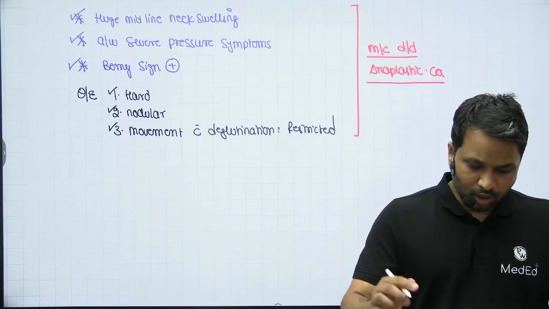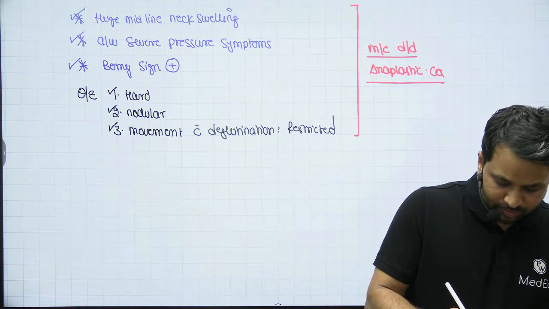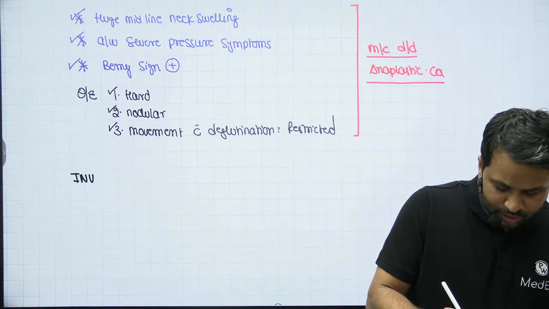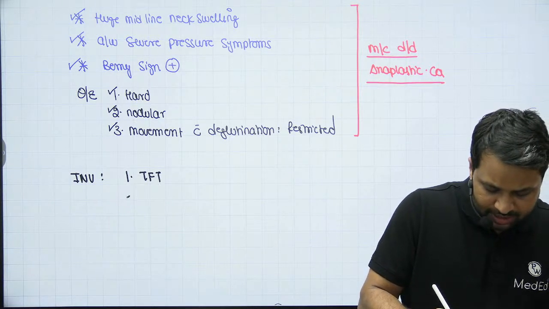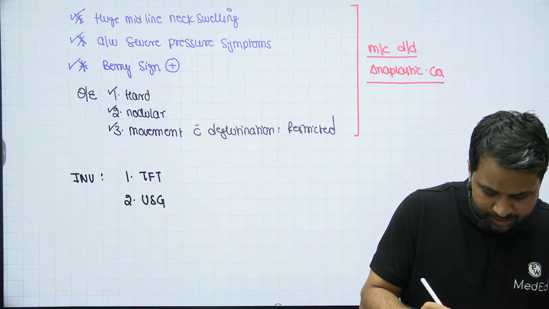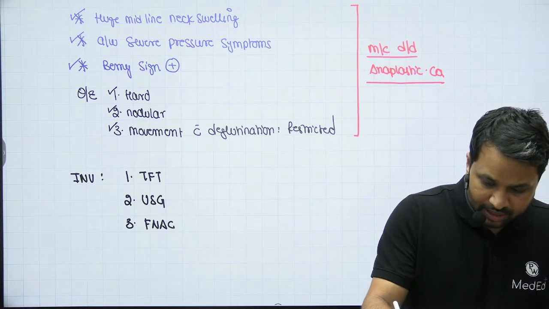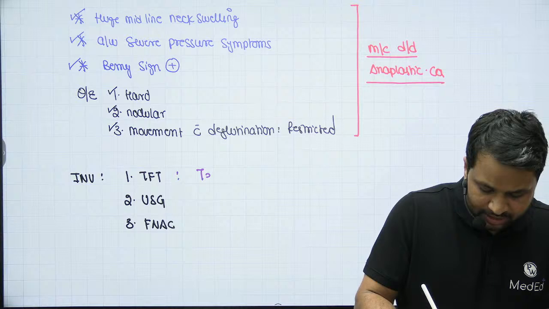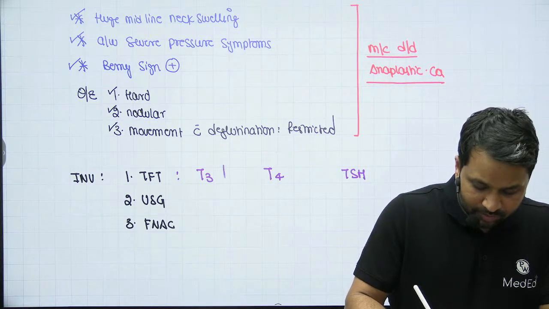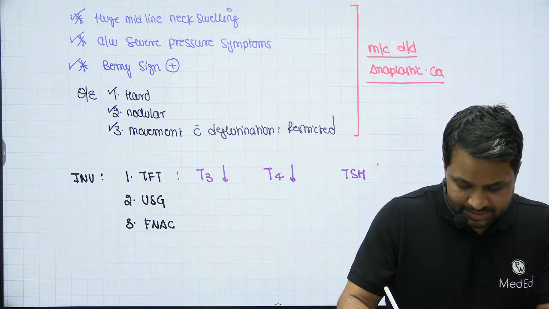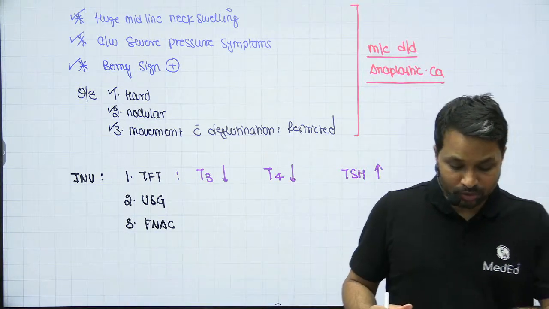Right? Now, in this context, what is the investigation that you can perform? If your patient presents to you like this, the first investigation is going to be thyroid function test. The second is going to be an ultrasound. Third, to rule out malignancy, we will do an FNAC. In a thyroid function test, we will look at the T3 level, the T4 level, and the TSH. From the beginning, you will see T3, T4 is going to be less, the compensated TSH will increase, telling you it has been a hypothyroid status.